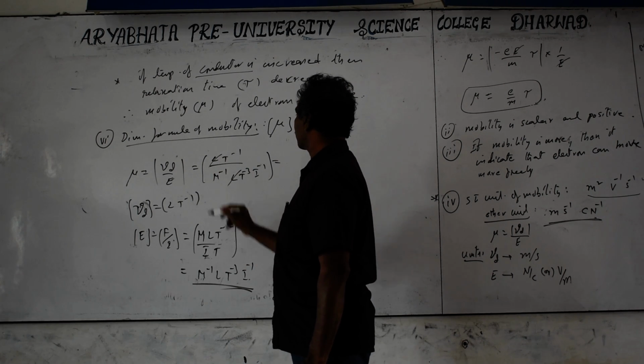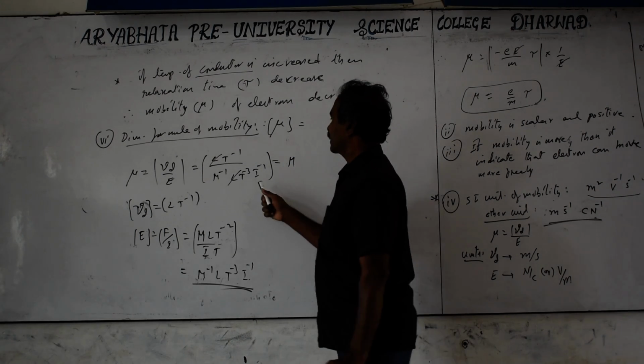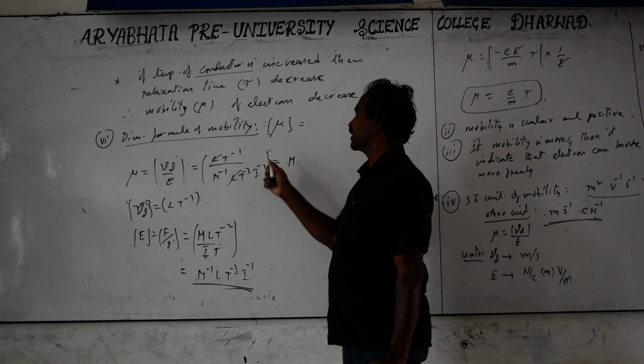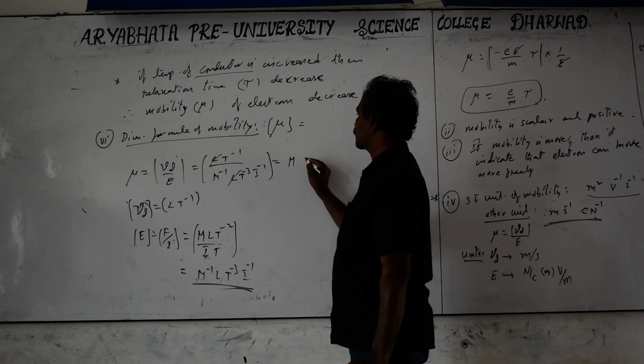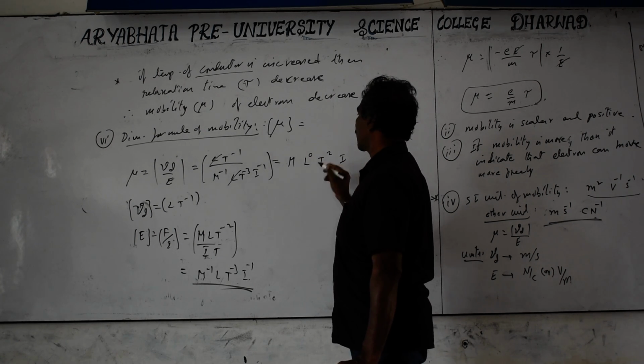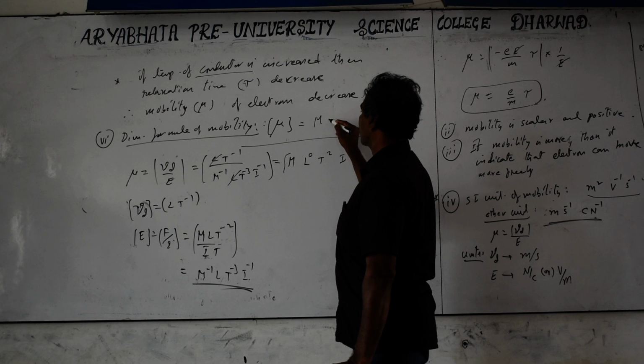L cancels. M minus 1 becomes equal to m. T minus 3, take it to the limit, equals plus 3. Plus 3 minus 1 is plus 2. So that formula is your m, L0 or simply t square I can take.